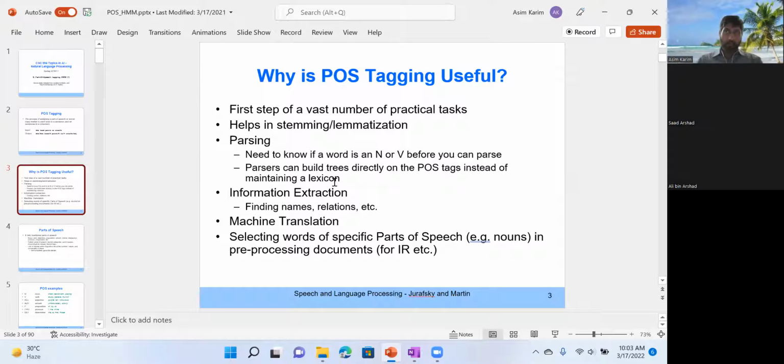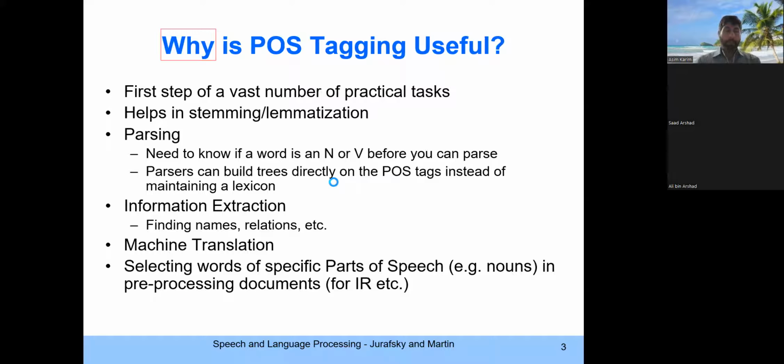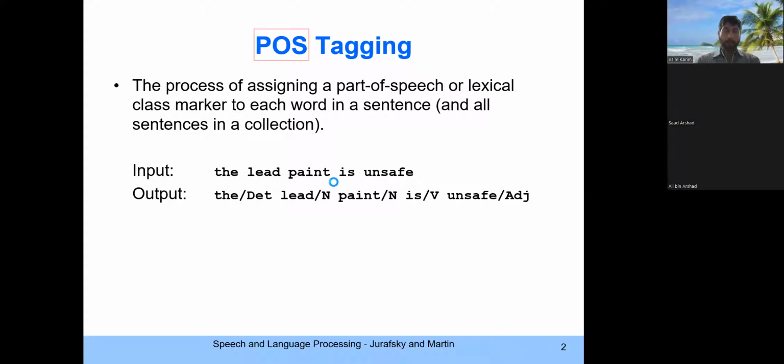So I'm going to use this slide, and I've also posted this slide on your LMS page. POS tagging is basically the process of assigning a tag, and the tag is basically a possible tag from the possible set of tags which describes the word in the running text.